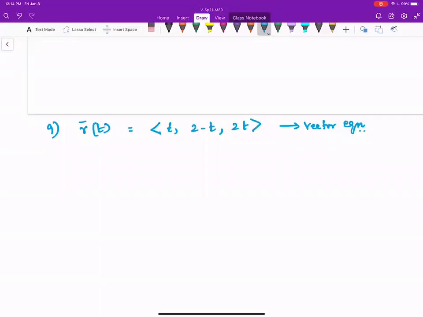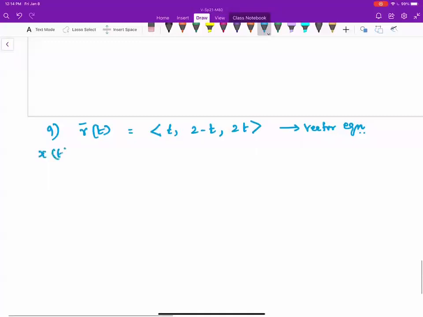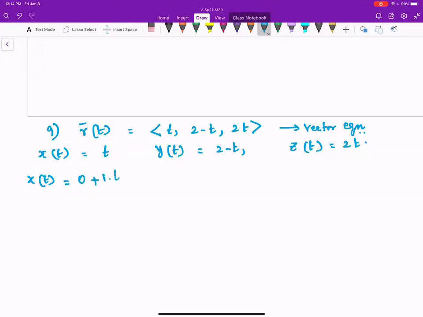So this being the vector function, now the components are x of t, y of t, z of t. If we write those, we get x of t equal to t, and y of t is the second component, and z of t is the third component. So earlier in 12.5, we saw the parametric representations of a line. So we can write this as 0 plus 1t.